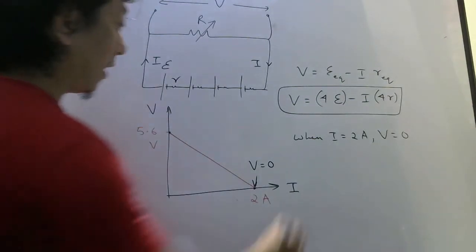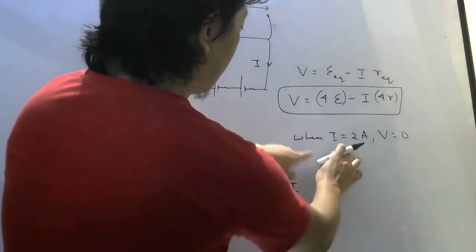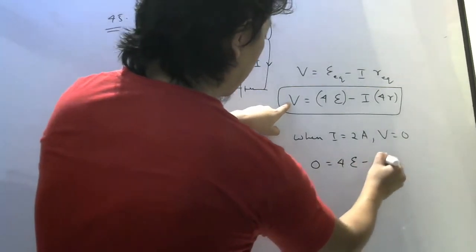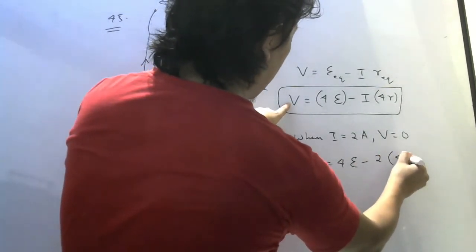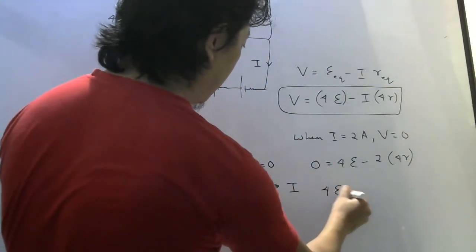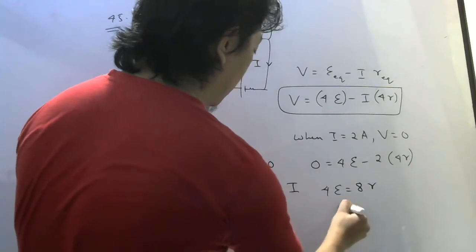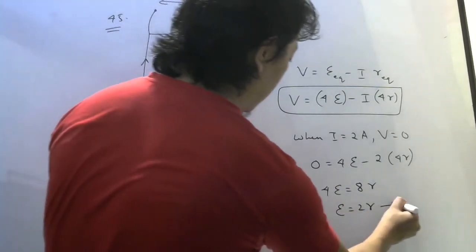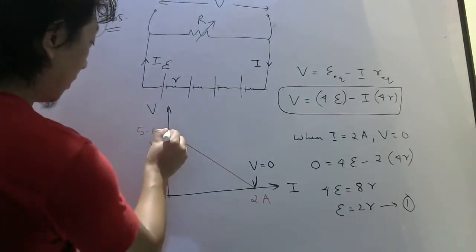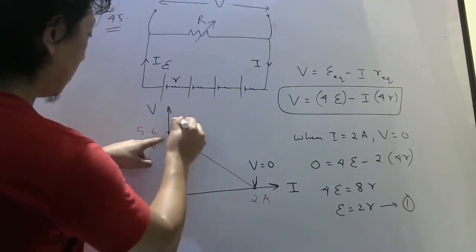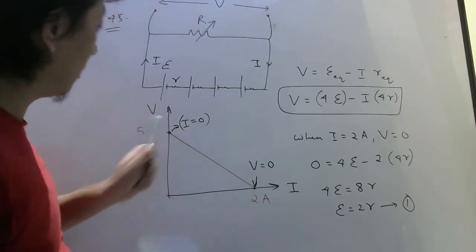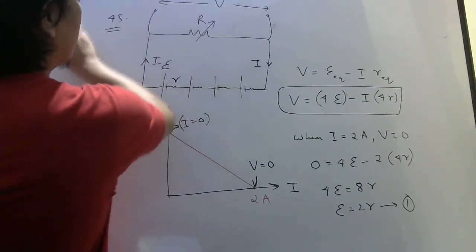Okay, and so let us substitute this condition here. So V is 0: 4E minus 2 into 4r, right? So that means your 4E will be equal to 8r. So E will be 2r, equation 1, let us call it. Also look at this point. Here what is 0? Current is 0. Yes or no? So again use the condition for this also. I think this we don't need now.